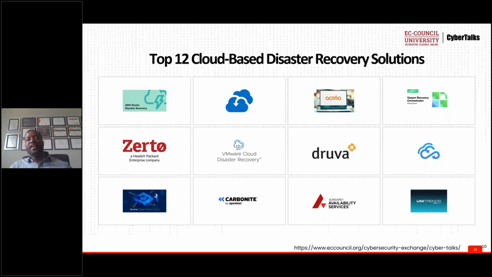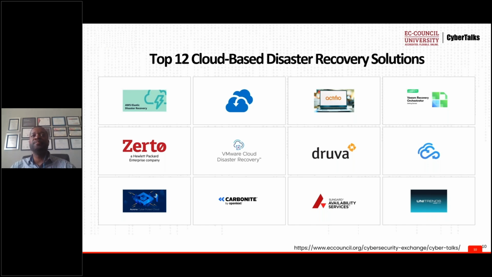And then we have Actifio. This is part of Google Cloud and specializes in copy data management and enterprise-scale backup, also integrating your DR. This is well suited for large data environments.